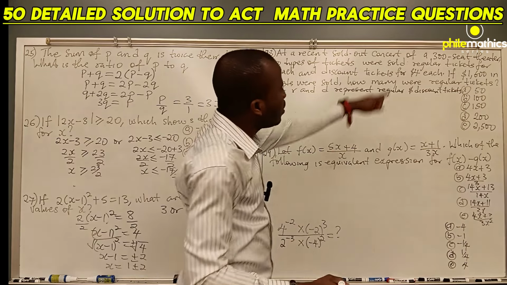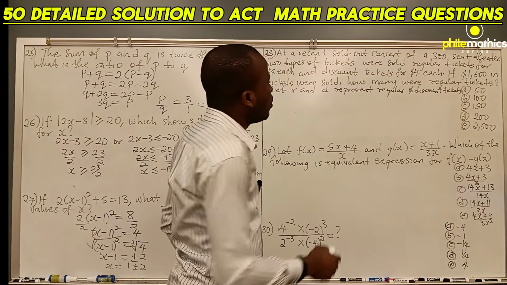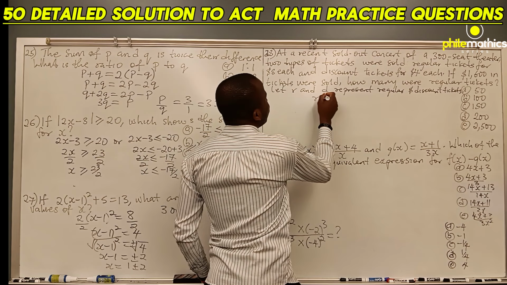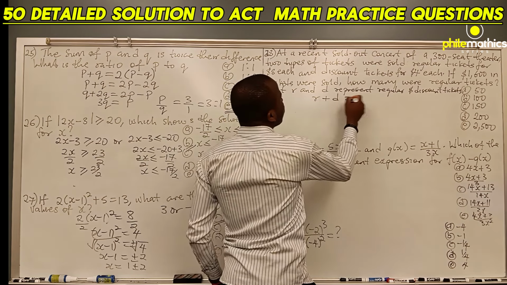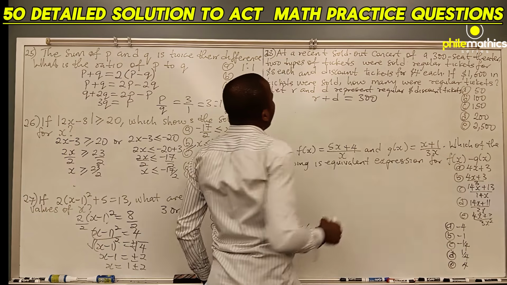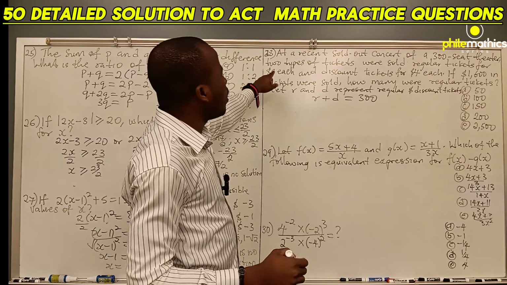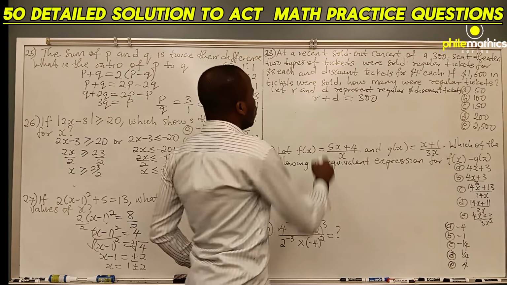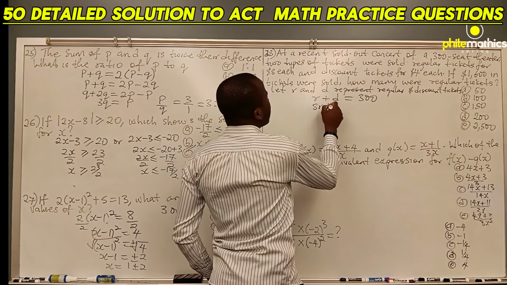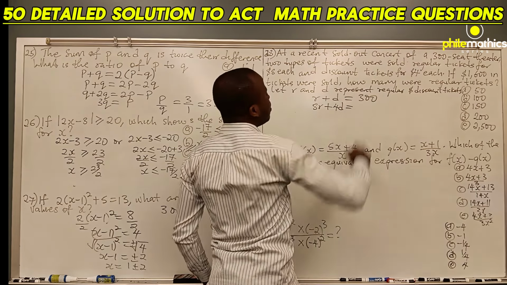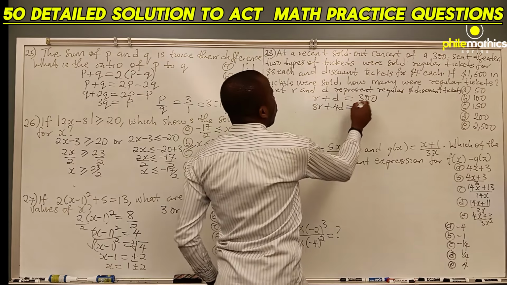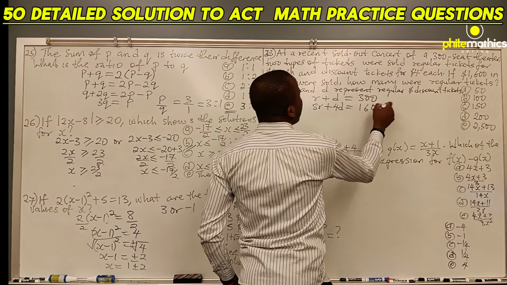Since the total seats in the theater is 300, it means those that bought regular tickets plus those that bought discount tickets must equal 300. Now, those that bought regular tickets paid $8 each, so 8 times regular tickets, and those that bought discount tickets paid $4 each. And at the end of the day, they sum up to $1,600.